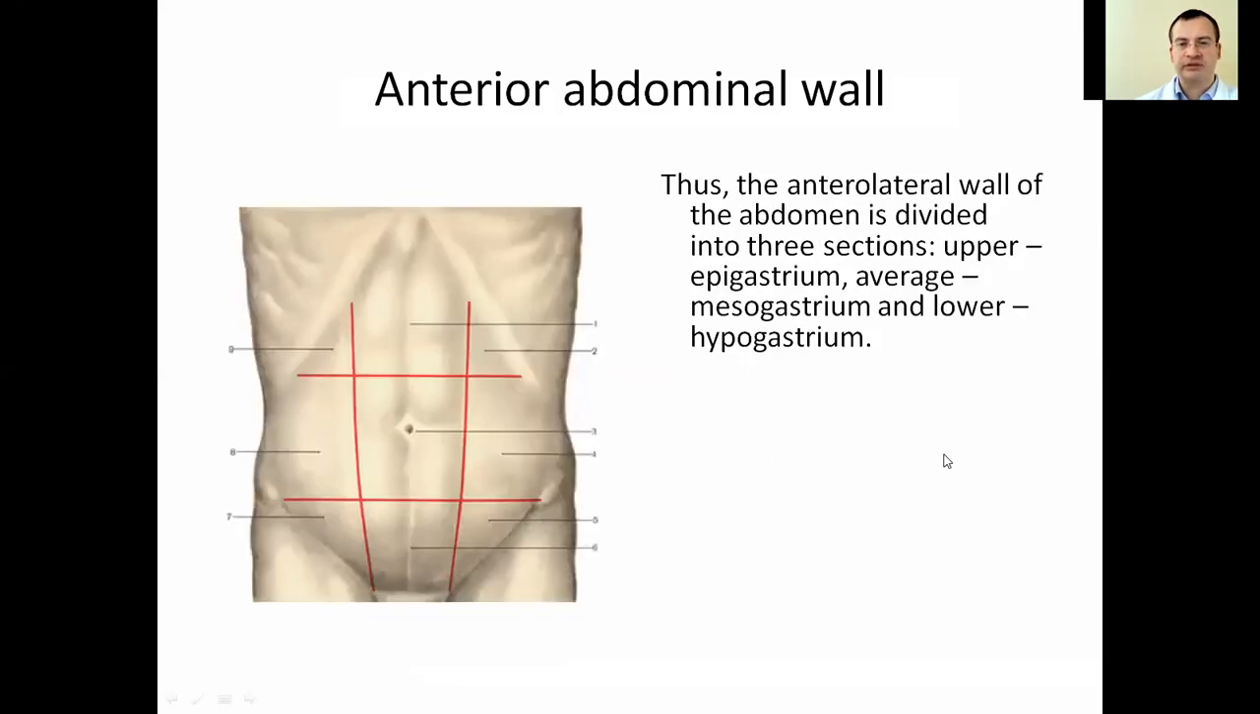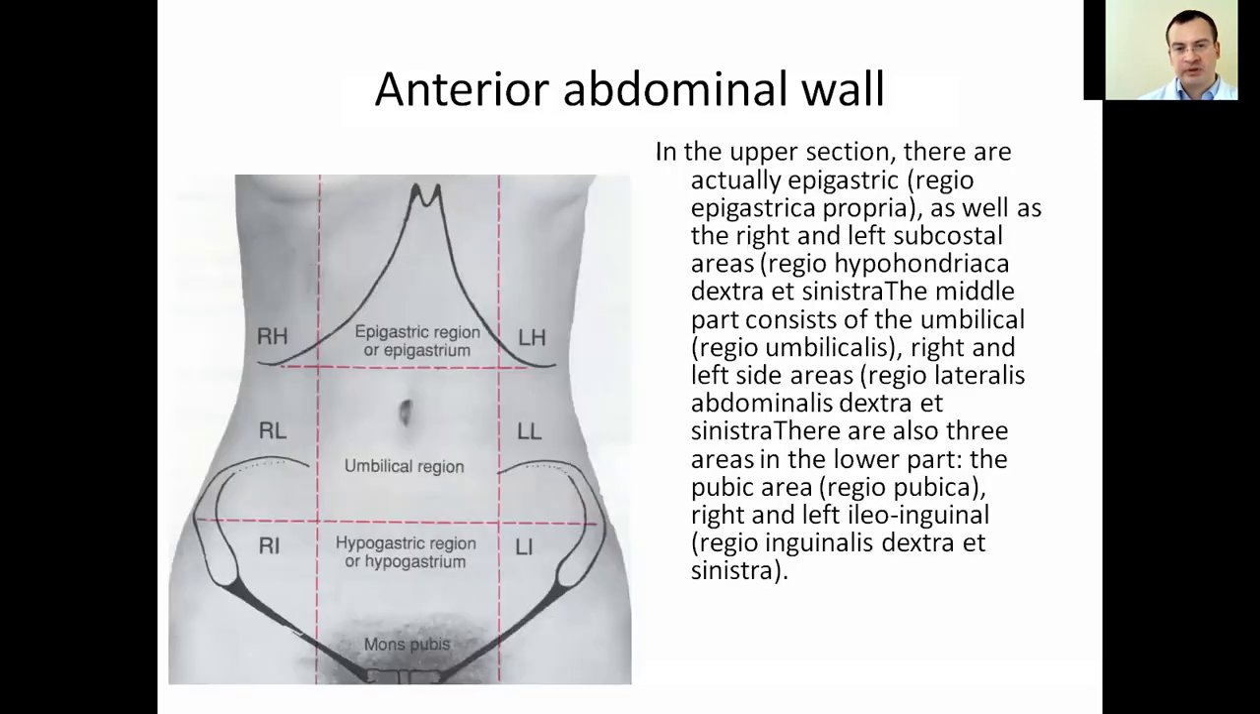Thus, the anterolateral wall of the abdomen is divided into three sections: upper, epigastrium; middle, mesogastrium; and lower, hypogastrium. In the upper section, there are the epigastric region proper, regio epigastrica propria, as well as the right and left subcostal areas, regio hypochondriaca dextra et sinistra.